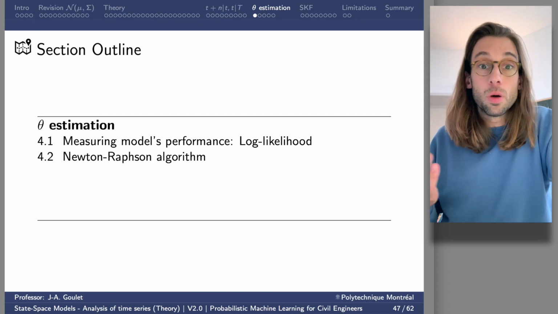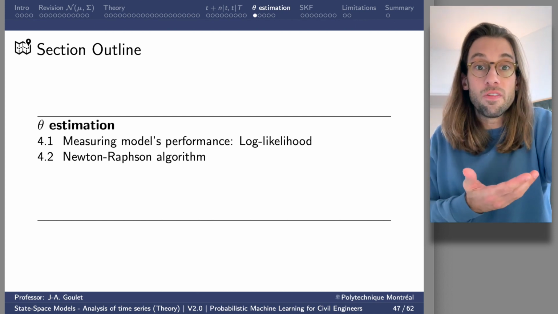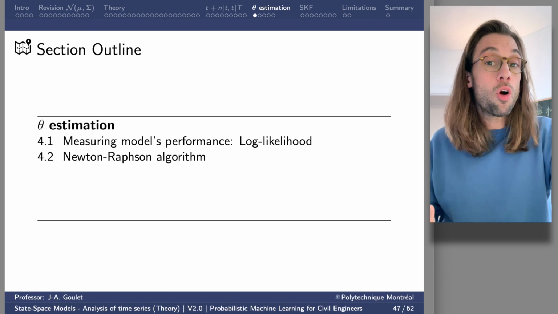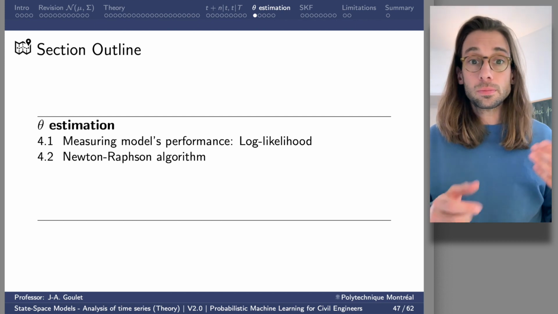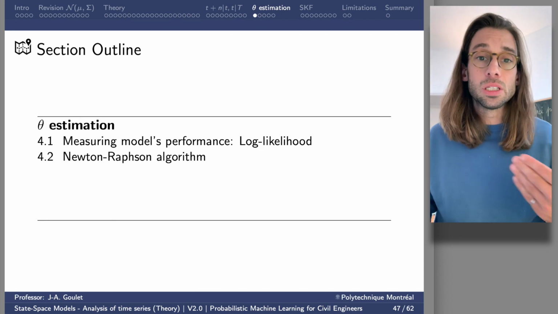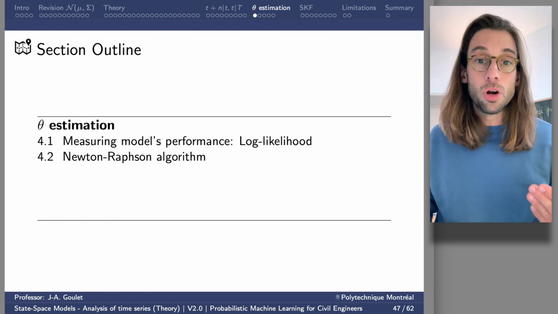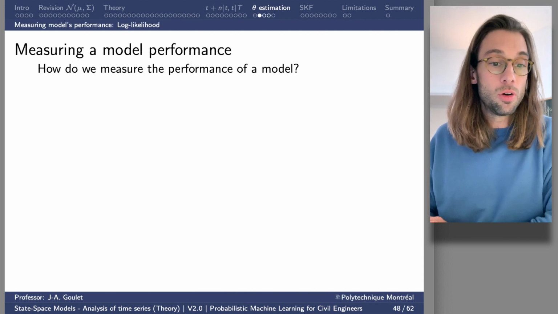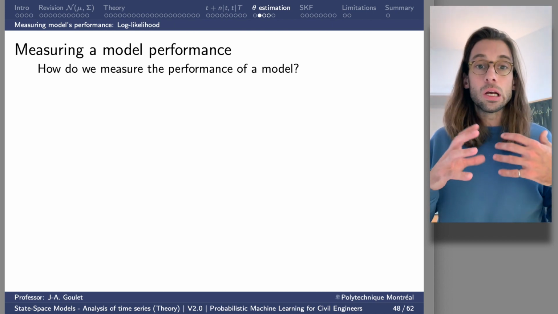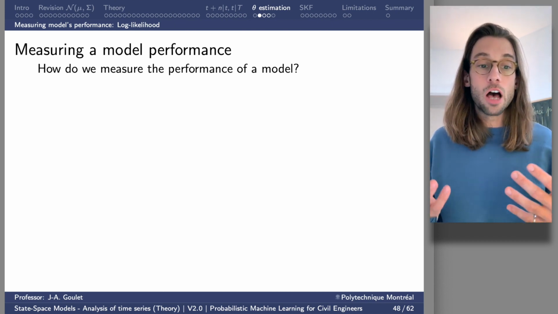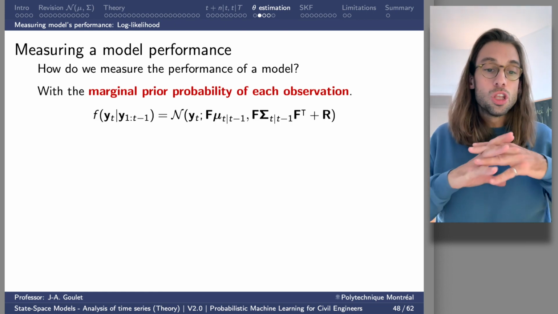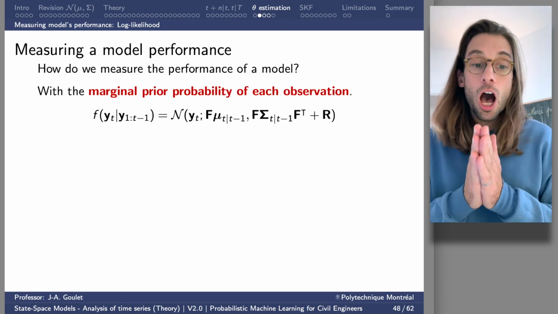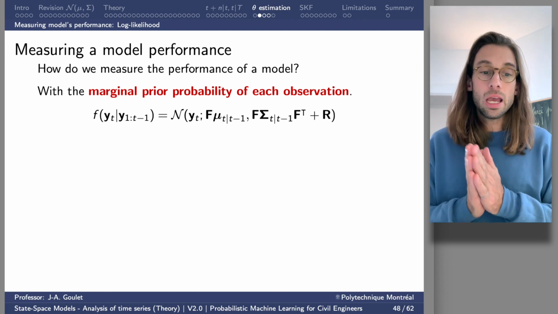So first, to learn the parameter, we need to define how to quantify the performance of our model conditioned on the parameter value. Then we're going to look at how we can use a simple maximization approach in order to learn these parameter values. So first, how do we measure the performance of a model? Okay, to do this, it's going to be through the marginal prior probability of each observation. Okay, what does it mean?